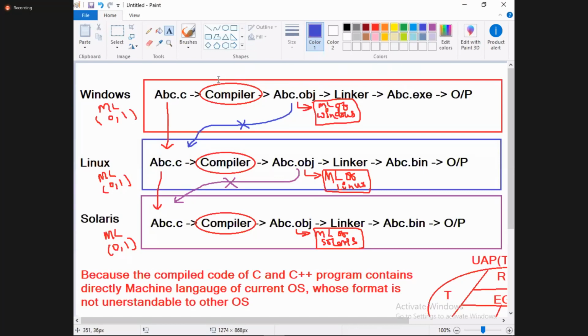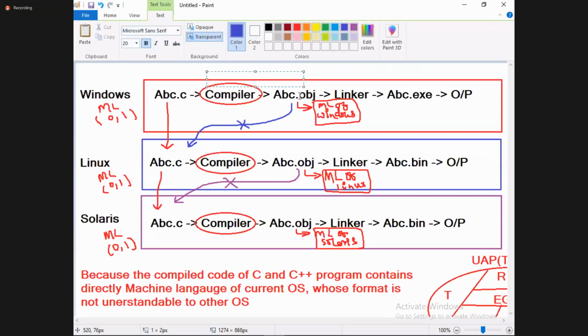Compiler software is responsible for what? It takes the source code and generates machine language of Windows. So this compiler software should know the machine language of Windows. So this is the Windows C compiler, the C language compiler specific to Windows. And this is the Linux C compiler. What about this one? This is the Solaris C compiler.